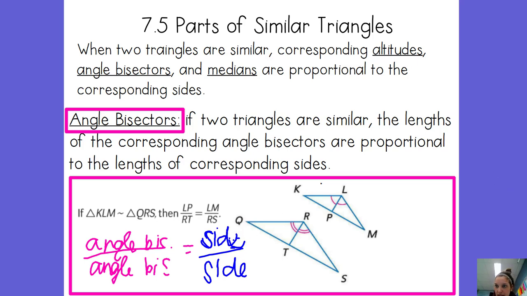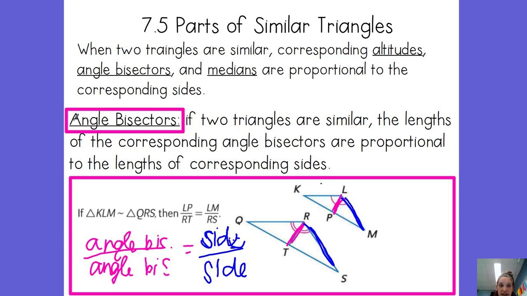So it can be any pair of corresponding sides. This example just uses LM and RS, but it could be any of the three sides of the triangle. So the proportion of the angle bisector over the angle bisector could be equal to the ratio of LK over RQ, or the angle bisector over the angle bisector could be equal to the ratio of KM over QS. So it doesn't have to be this pair of blue sides, but that's just the example.